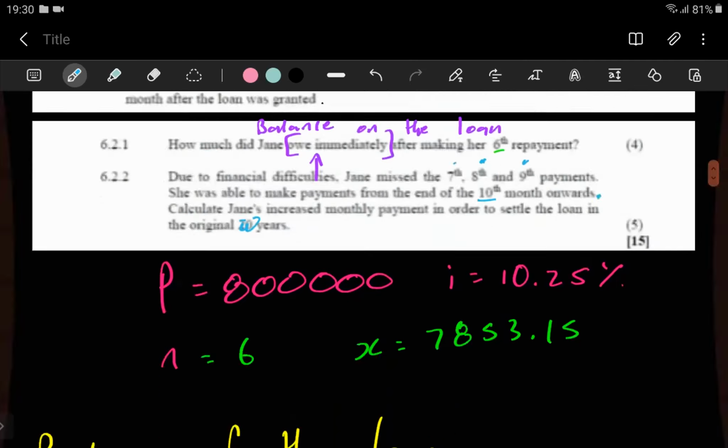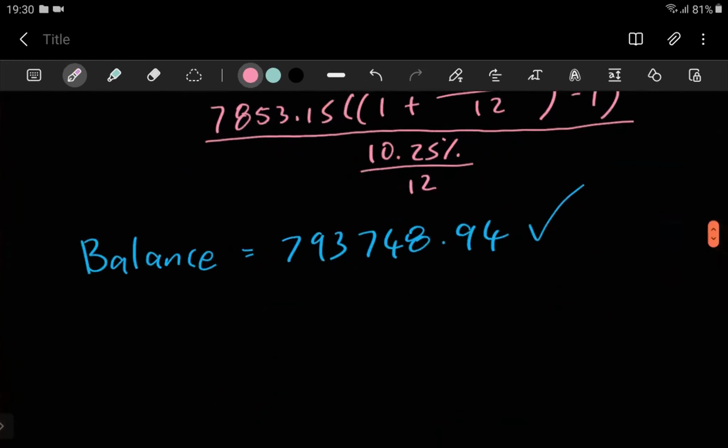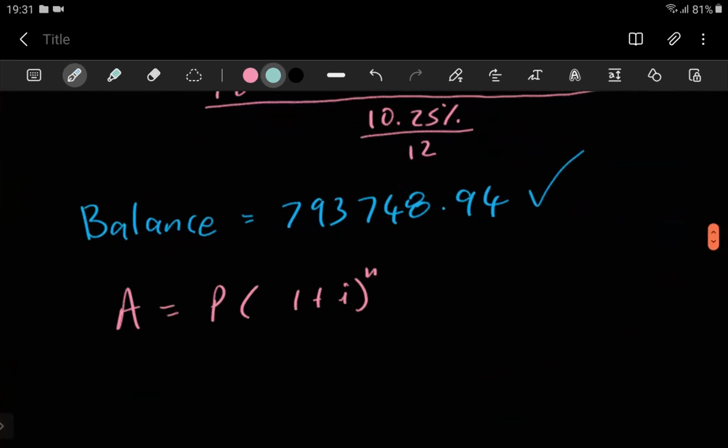So what happens is, it makes sense that they asked us this question first, because now we know how much the loan is worth before she missed her payment. During those 3 months when she was missing payments, we need to acknowledge that the loan was gaining interest. So you have A equals P(1 plus I) to the power n. This P value here, 793,748.94, was gaining interest.